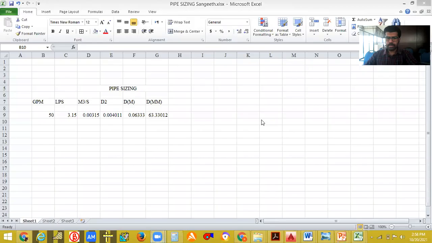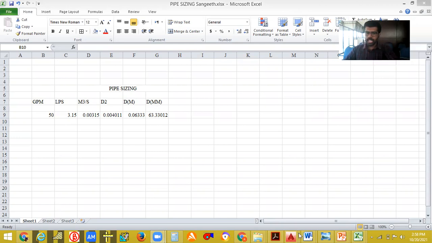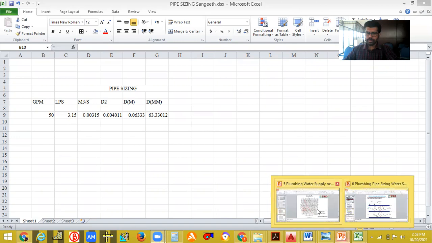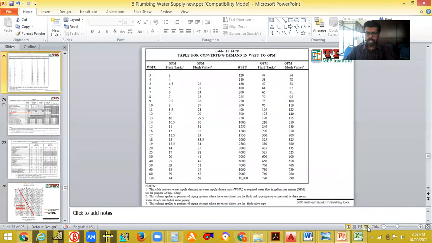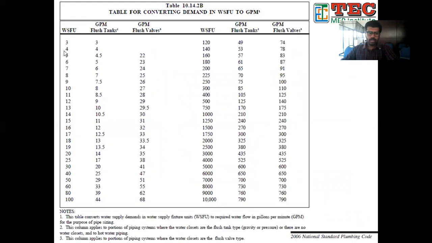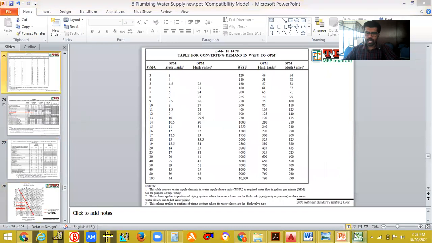So with a simple thing, you will be getting GPM, liter per second, diameter. So what was the GPM that we got here? For WSFU, we got 4.5. So we took 5. For 5, the GPM is 4.5. Correct? So for 4.5 GPM, you just give 4.5 here.